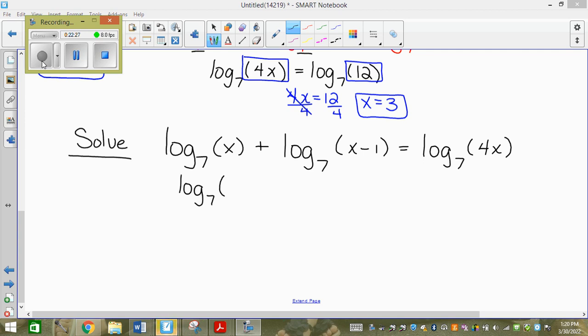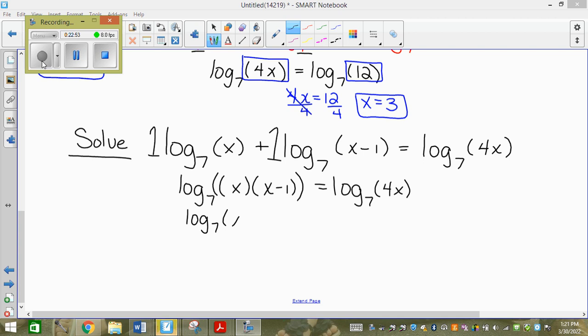And now this has a plus 1 in front, and this has a plus 1 in front, so I'm going to get an x, and then I'm going to get it multiplied by x minus 1. And then it's going to equal log base 7 of 4x. Sadly, on the test, a ton of you will add those two. You don't add them when you put together single logarithms, right? You will multiply. Then we can distribute, not FOIL. Log base 7 of x squared minus x equals log base 7 of 4x.